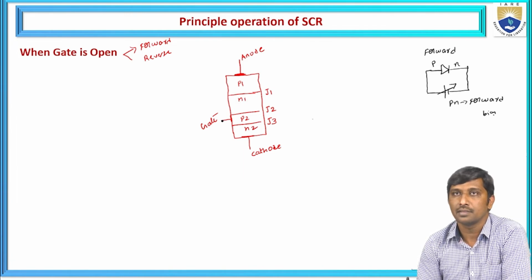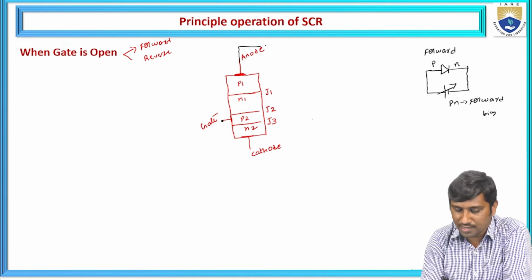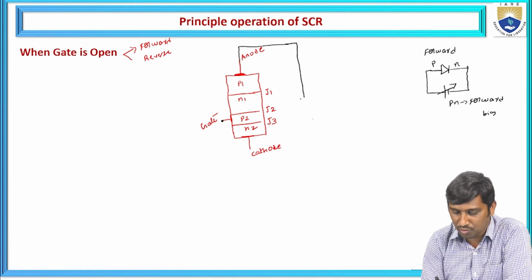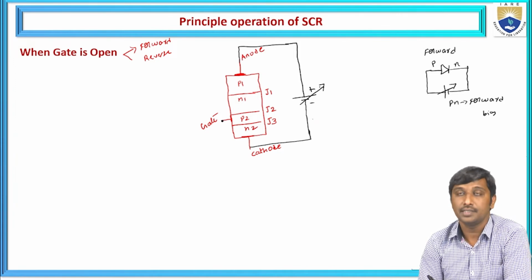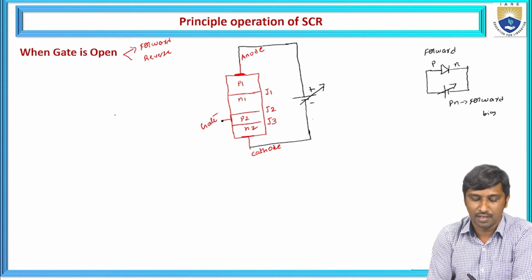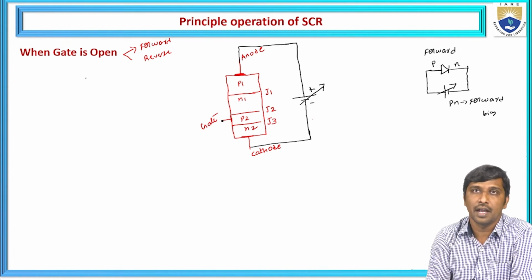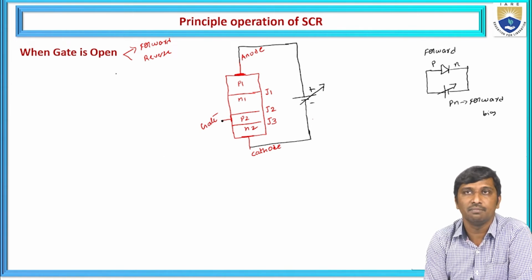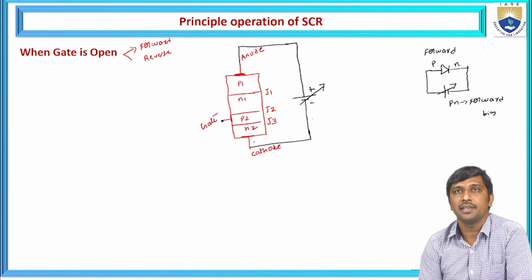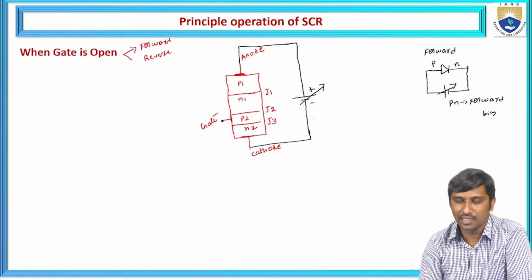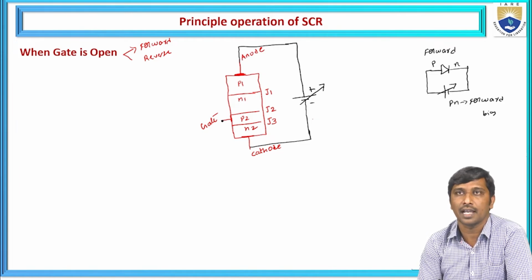So hence, now this anode is connected to the positive pole of the battery with respect to the cathode, and this is the negative pole. This is the case when the gate is open under the forward biasing voltage between the anode and the cathode. Now we'll see what happens due to the applied electric field between the anode and the cathode.